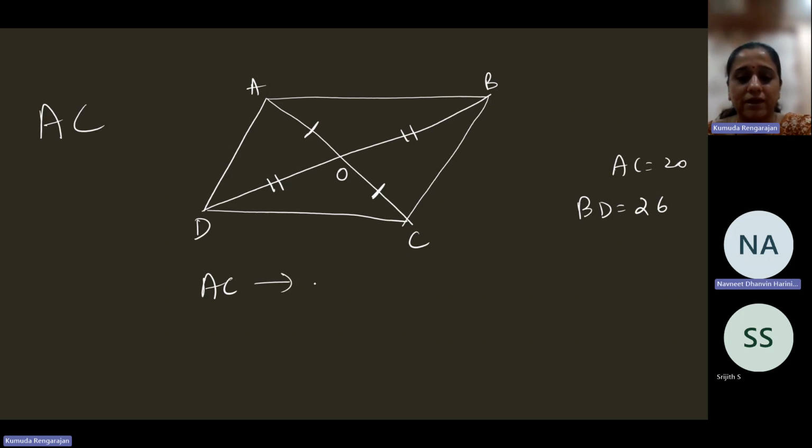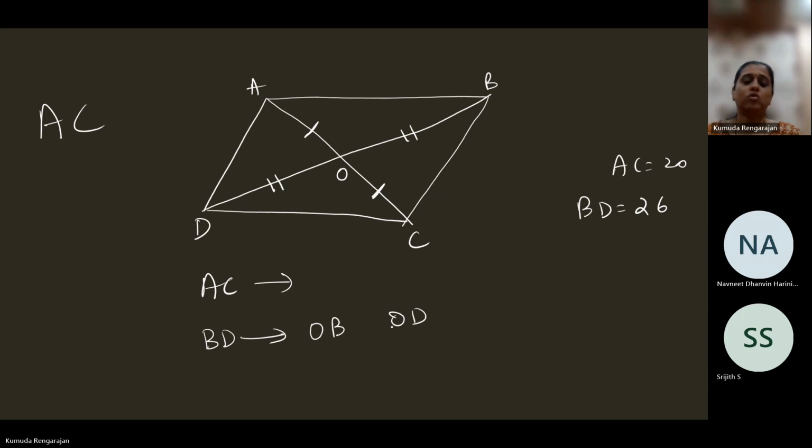The diagonal is AC, and we can also say OA and OC. That is also fine. Then which are the two parts of BD? OB and OD. OB will be equal to OD. Correct. Very good.